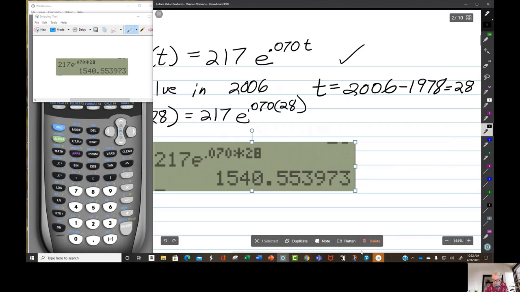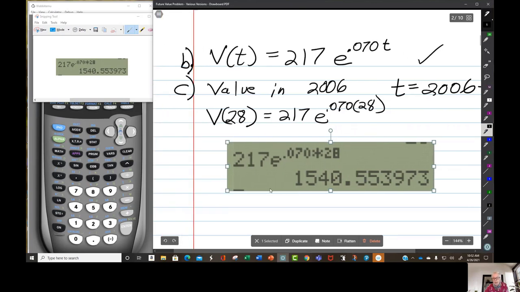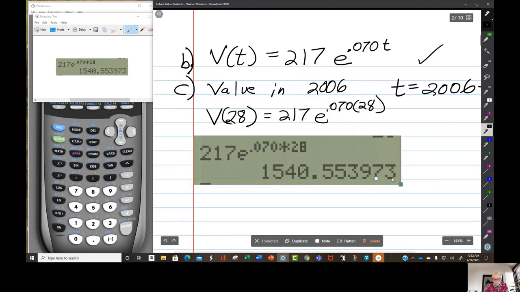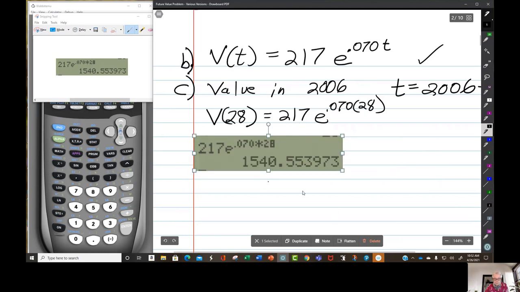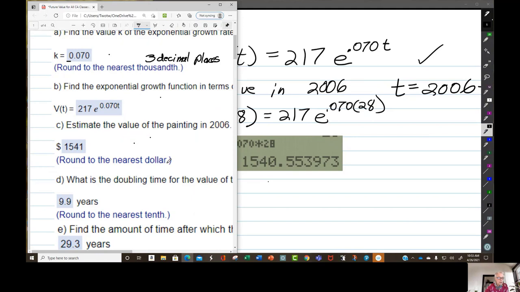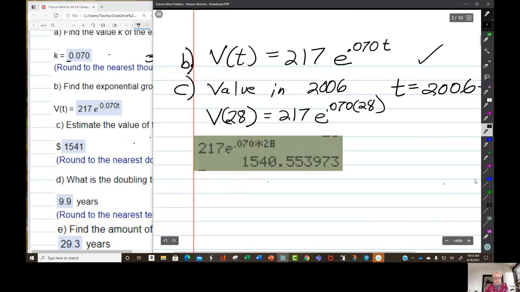Okay, well, writing is on the wall or on the paper. Here's the answer I got. Now let's look at their answer. Round to the nearest dollar. That means no cents, no decimal places.